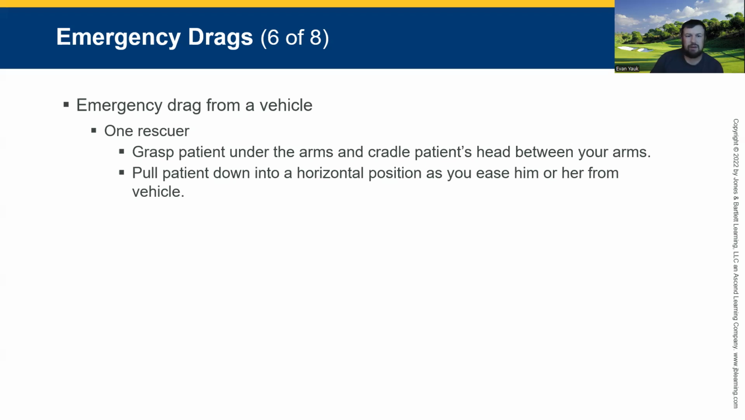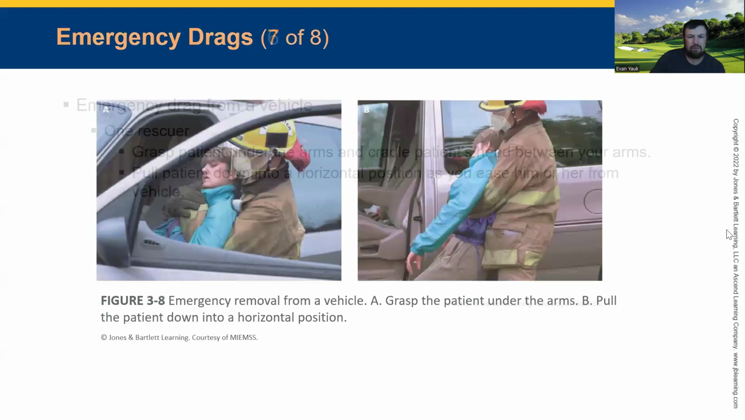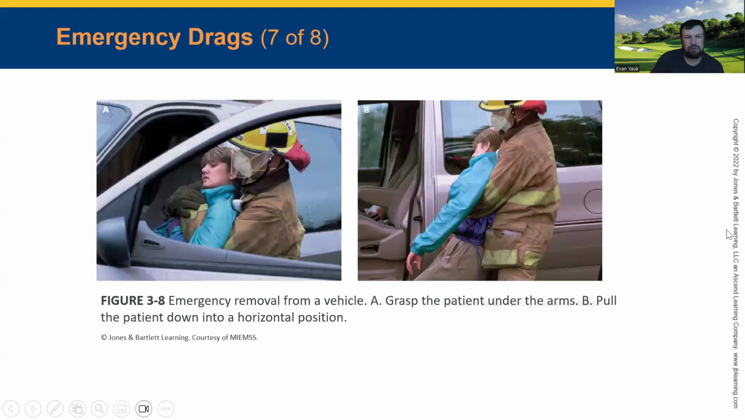This one is only if it's an extremely dangerous situation. The vehicle's on fire. You're on an icy road and there's still vehicles going by, and we need to remove somewhere to a safer area. This is when we're going to do this. Okay, so there's a picture of that. You went under their arms, you're around them, you grasp them, and you drag them backwards.